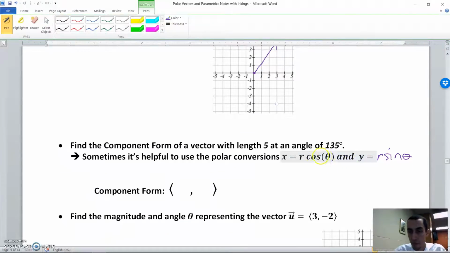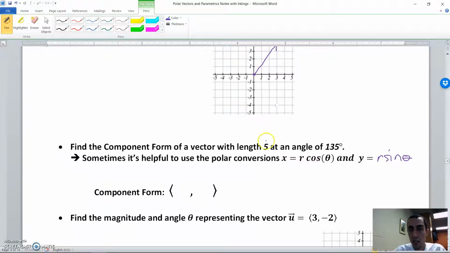So then, since the length of the vector is 5, we essentially have a radius of 5, because we're going to be 5 units away from the origin here. Next, we would do the cosine of 135 degrees. 135 degrees is 3 pi over 4 in radians. So we do the cosine of 3 pi over 4.